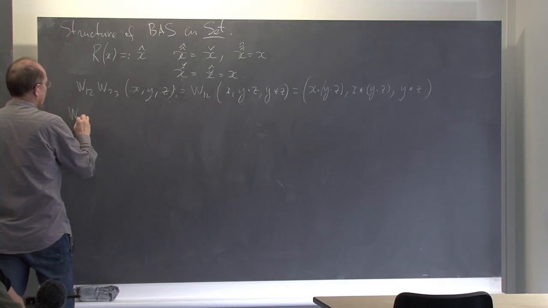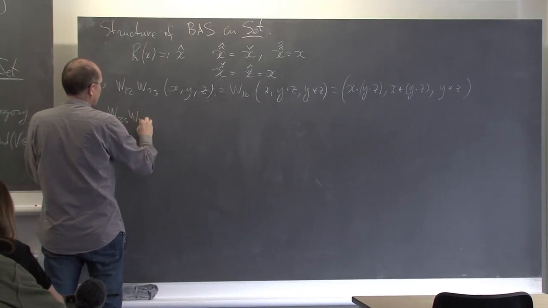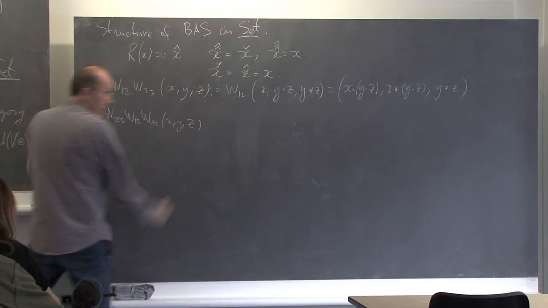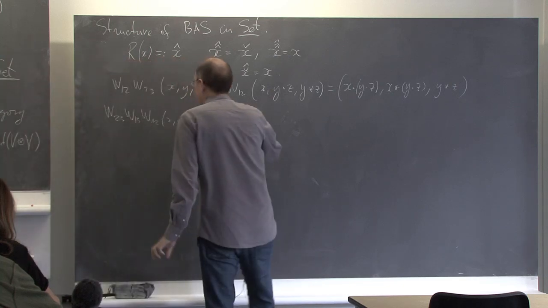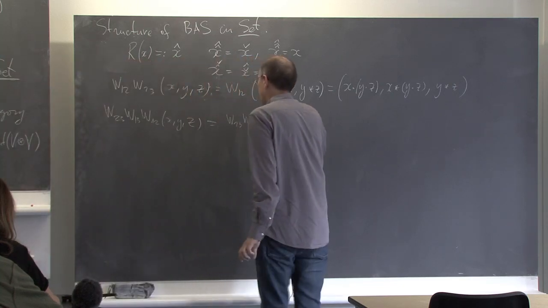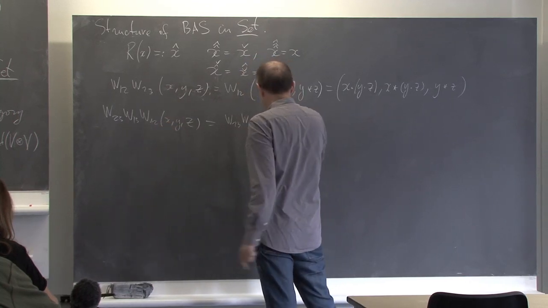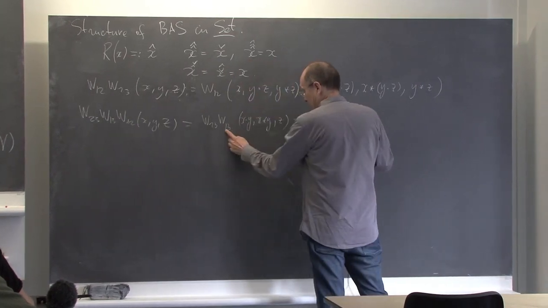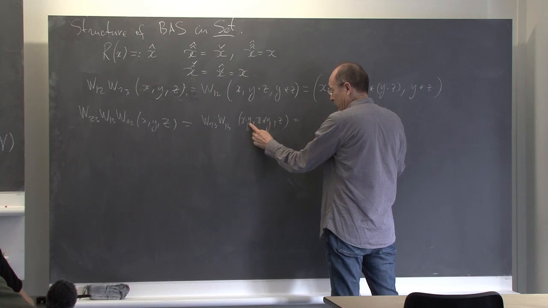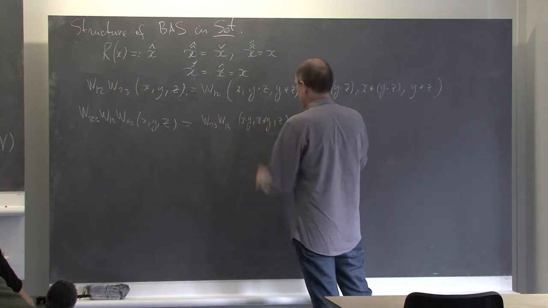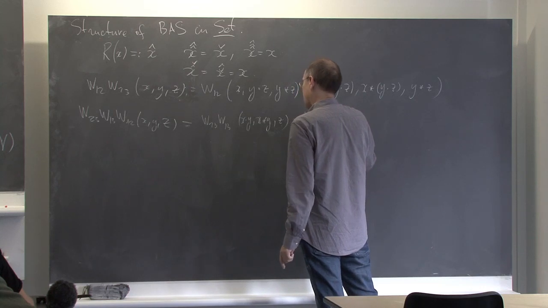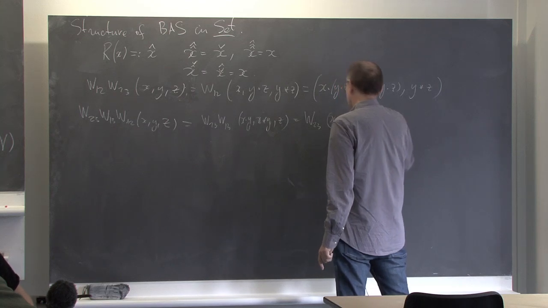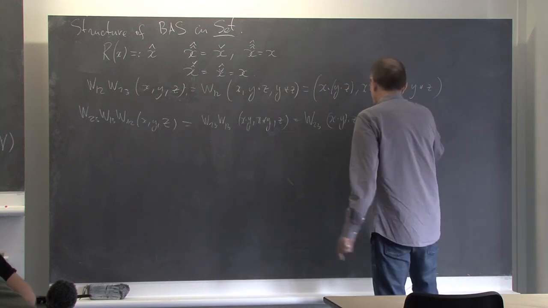So now we take the right-hand side, W2,3 W1,3 W1,2, applied to the same triple of arguments, x, y, z. Then we get W2,3 W1,3. So first we apply to x and y: x·y, x*y, z. Then W1,3 should operate on x·y and z without touching x*y: W2,3 of x·y·z, x*y, (x·y)*z.